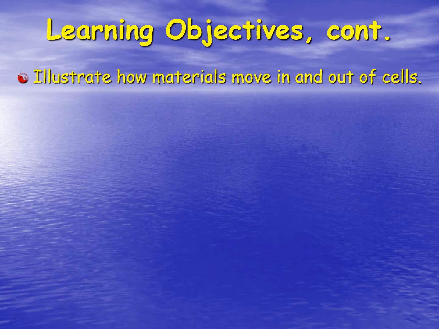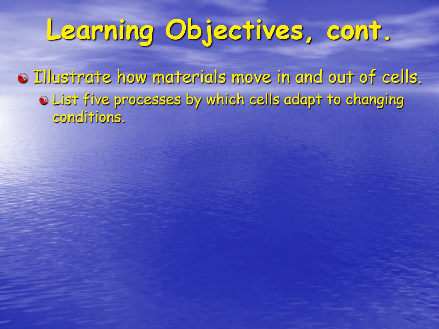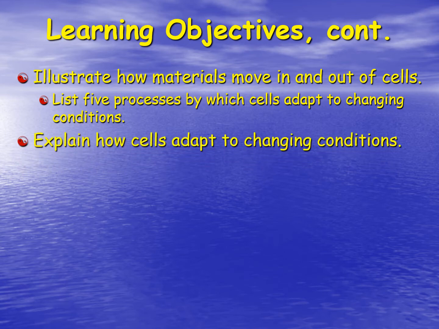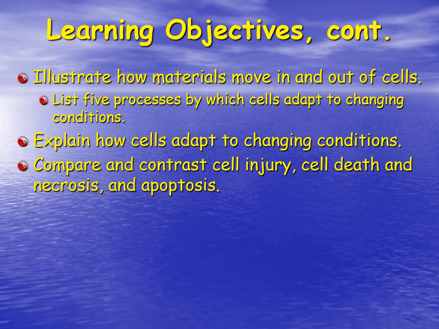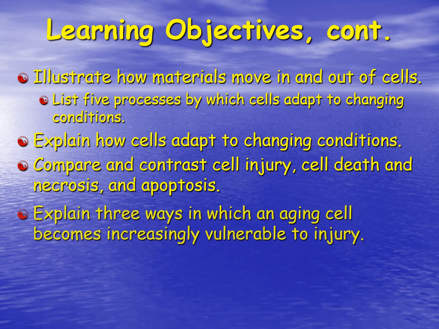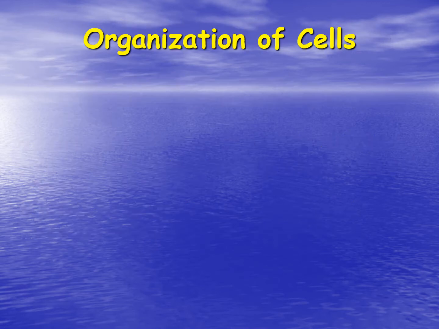Also illustrate how materials move in and out of the cell, so we'll do a quick review of cell movements across cell membranes, and list 5 processes by which cells adapt to changing conditions. We'll explain how the cell adapts to these changing conditions, compare and contrast cell injury, cell death, necrosis, and apoptosis, and explain 3 ways in which the aging cell becomes increasingly vulnerable to injury.